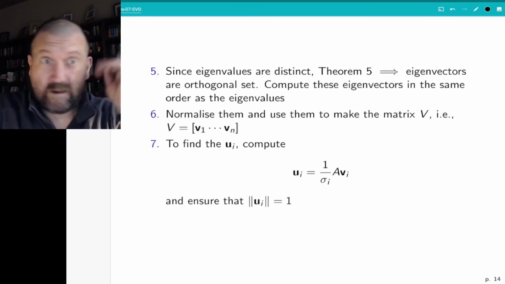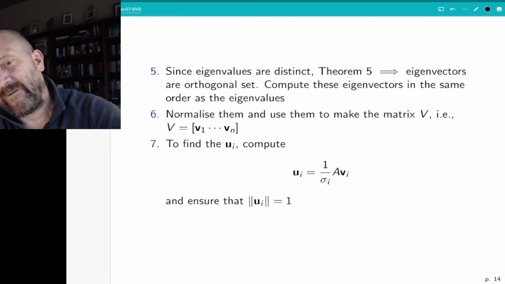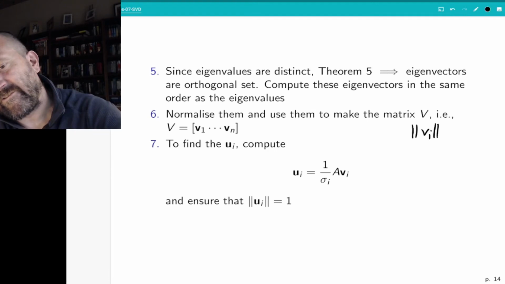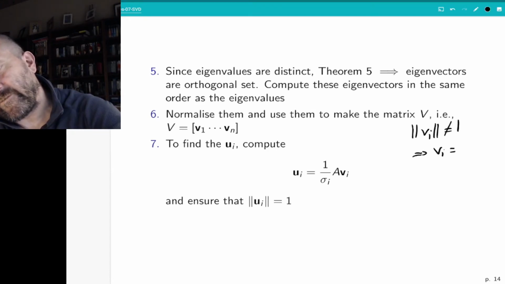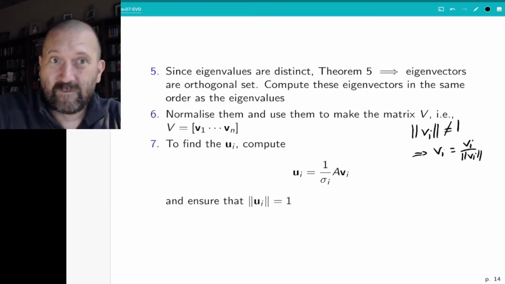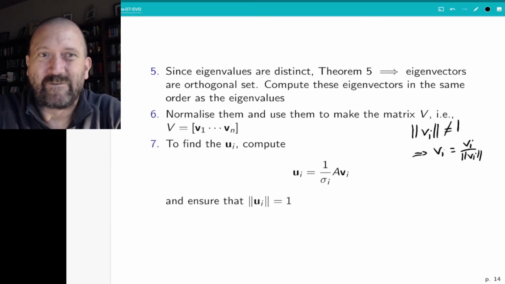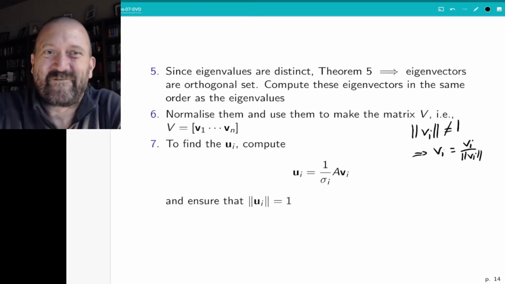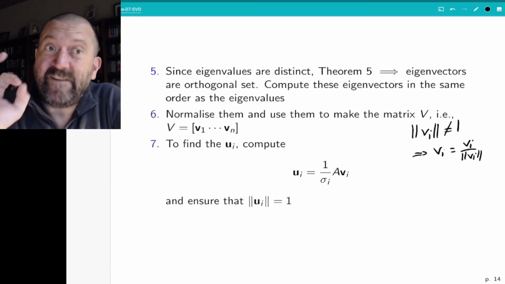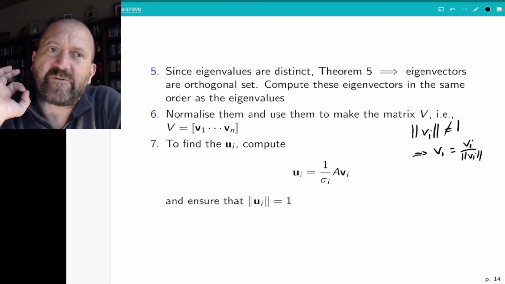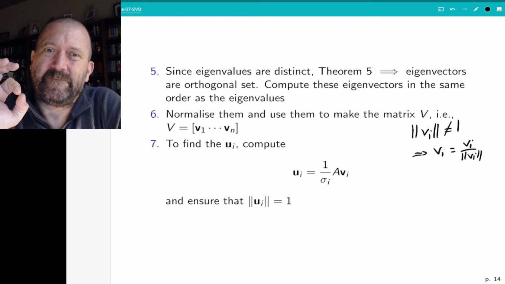If the norm of vi is not equal to 1, then I take a new vi equal to vi over norm of vi. This is what normalizing is. By now you should know, but repeating it doesn't hurt. And these vectors I put in the matrix V.